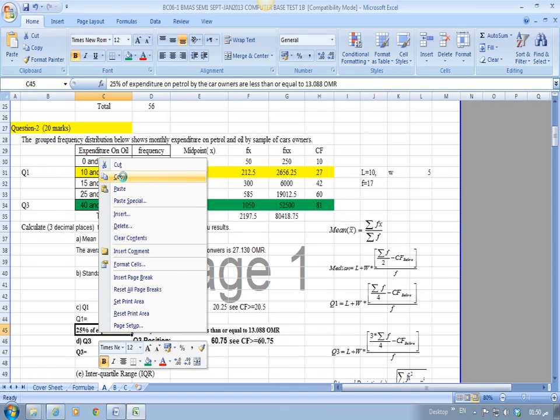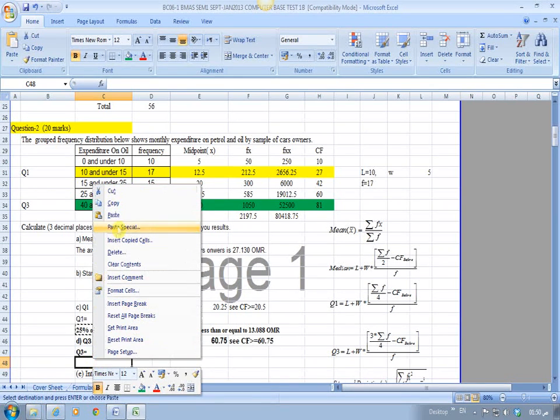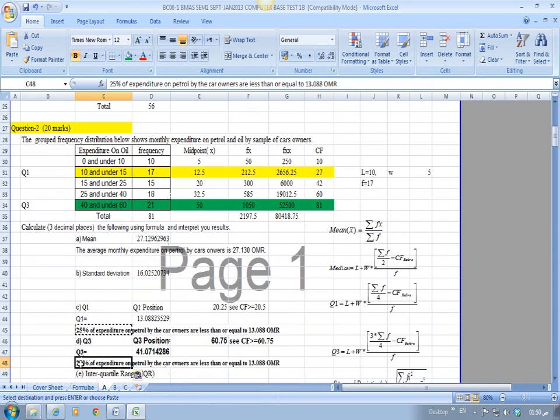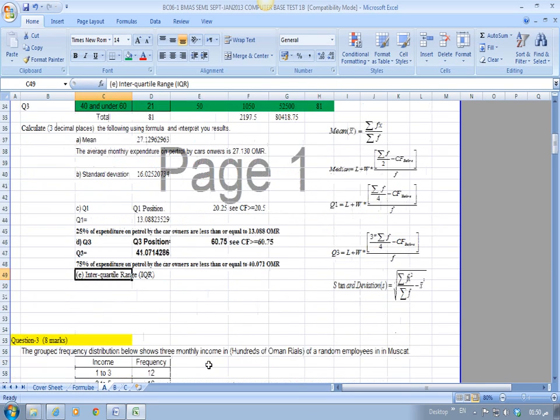Also for Q3, I will copy this one, and instead of this I will write 75% of expenditure on petrol are less than or equal to 40.071 Omani Riyal. So this is the interpretation of that. Okay.